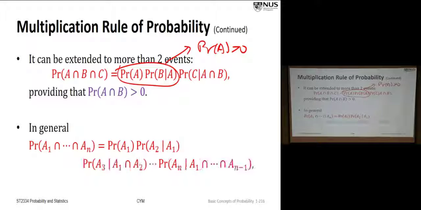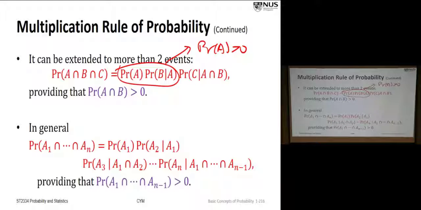Okay, so this is the general statement. The probability of A1 and A2 up to AN is equal to the product of all these probabilities, provided that the intersection of A1 up to AN minus 1 is bigger than 0.